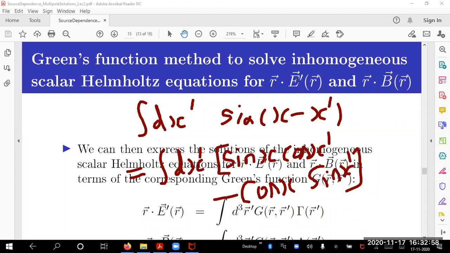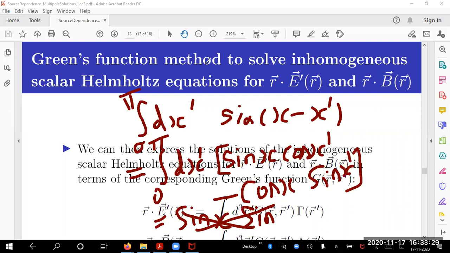Integrate. The integration is with respect to x prime, so sin x is a constant. You write sin x cos x prime integrated gives sin x prime. I should write the integration limit also, say 0 to pi, otherwise it will be lost. Sin x prime from 0 to pi: sin 0 is 0, sin pi is 0, so this term becomes 0, right? Are you agreeing with me?